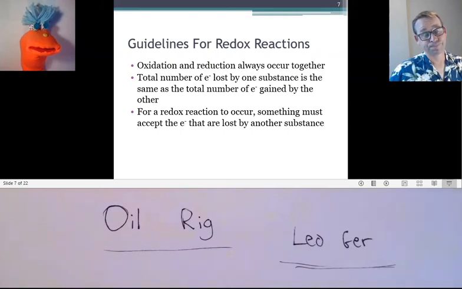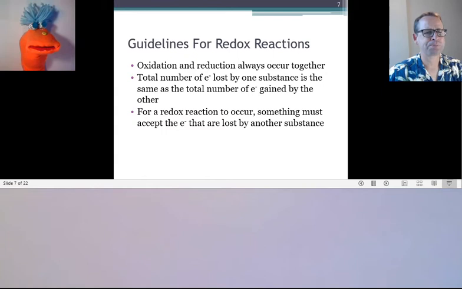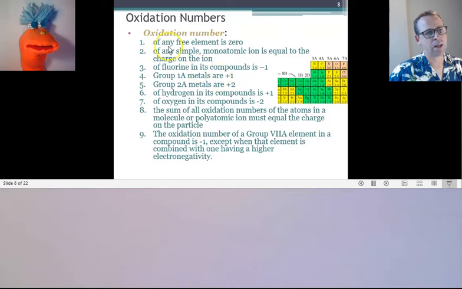All right, so in a redox reaction, the number of electrons that are lost by the reducing agent has to equal the number of electrons that are gained by the species that's being reduced, or the oxidizing agent. Okay, so oxidation and reduction always go together, and for a redox reaction to occur, there always has to be a species that accepts the electrons and always a species that donates the electrons. Okay, and sometimes that's difficult to see.